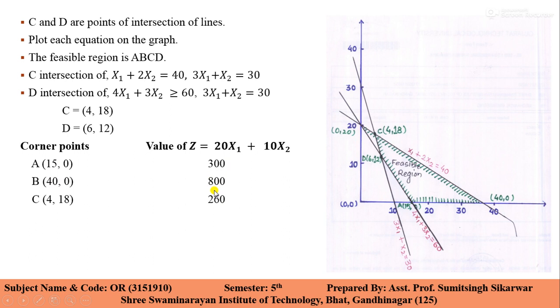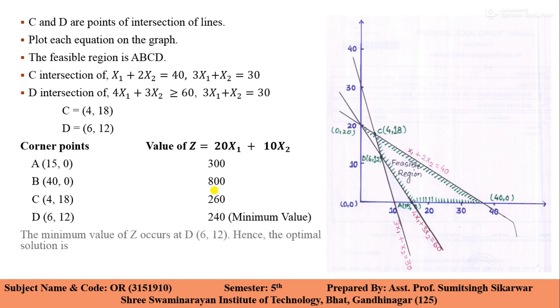For point C you will have the value 260, and for point D, (6, 12), you have the value 240. So you can observe from this that at D equal to (6, 12) we have the minimum value, which is our main objective. So the minimum value for z occurs at (6, 12). Hence, we have the optimal solution for this problem: x1 is equal to 6 and x2 is equal to 12.